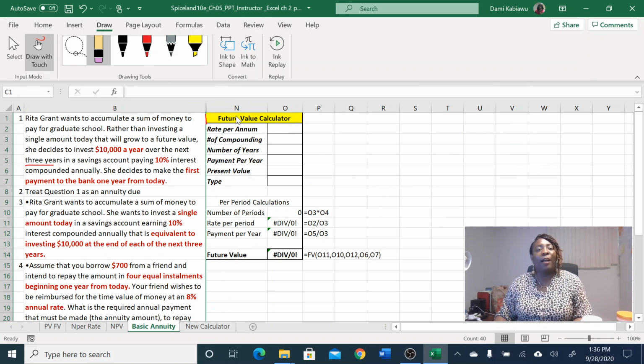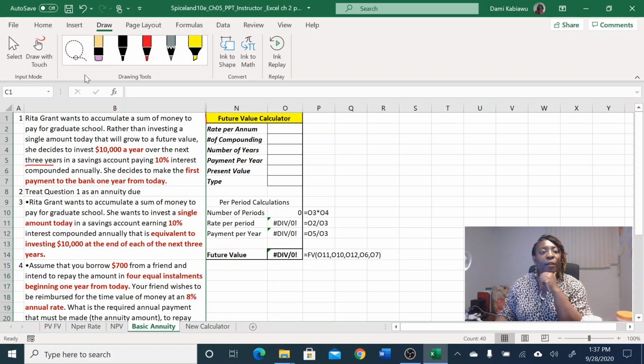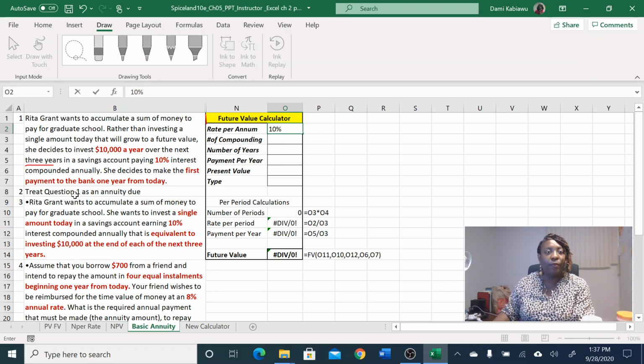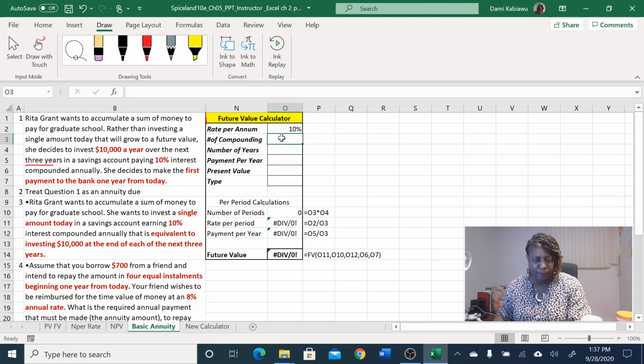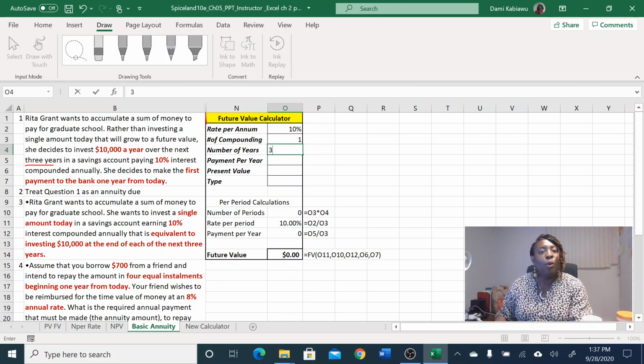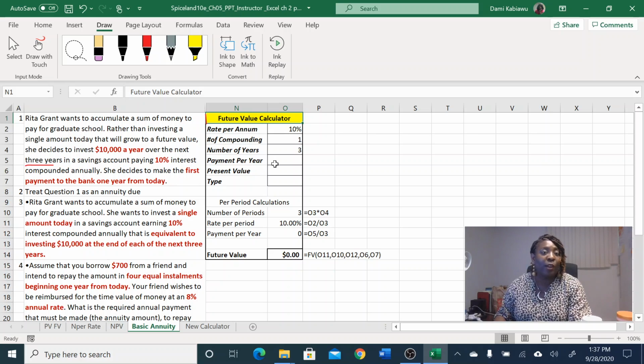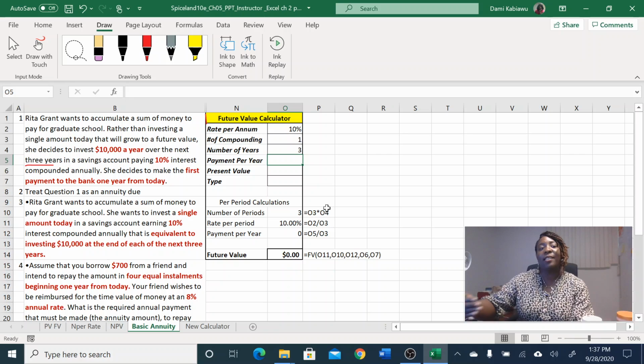Here is the future value calculator that we've done from the basic calculator section, the one we built in person. We want to invest an amount. The rate per period here is 10%. The number of compounding periods is 1 because it's annual compounding. The number of years is 3. Notice that this is the future value calculator because we're calculating future value. Payment per year, she's going to invest $10,000 a year.